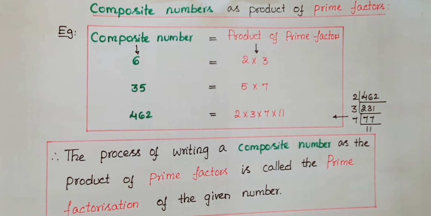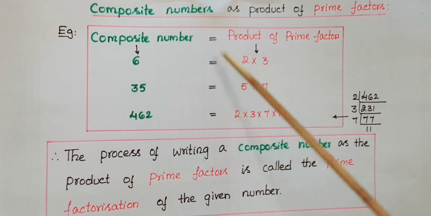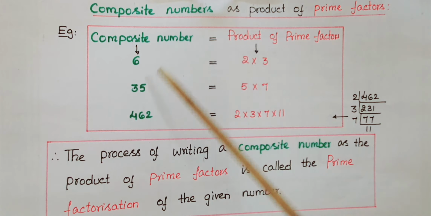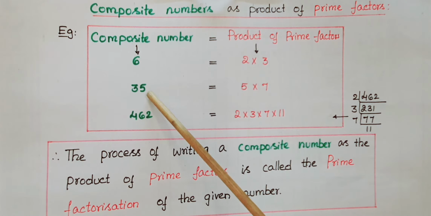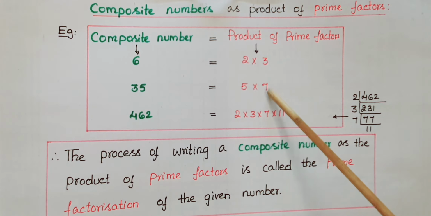So now I am going to tell how to write a composite number as a product of prime factors. For example, if you take 6, 6 is a composite number and we can express 6 as 2 into 3. These two are prime numbers. So we can express a composite number as a product of prime factors. And 35 is also a composite number and we can express 35 as 5 into 7. These two numbers are prime numbers.